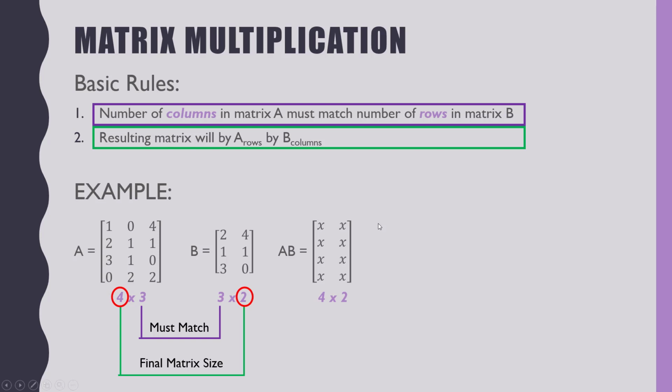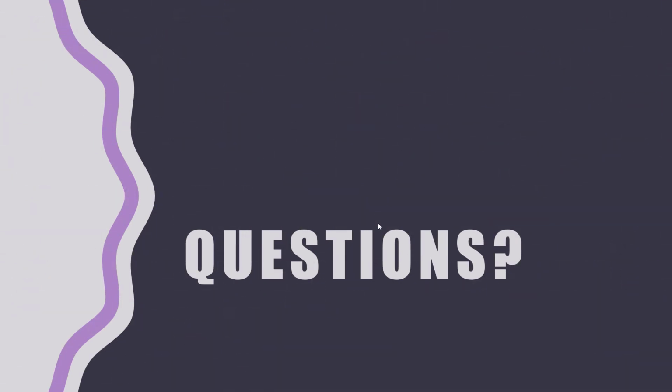All right, so there's the resulting matrix right there, the 4 by 2. It's the outer two numbers, okay? Any questions? That's the basics. Now, we're going to walk through a problem. How we do the actual math is the next step.